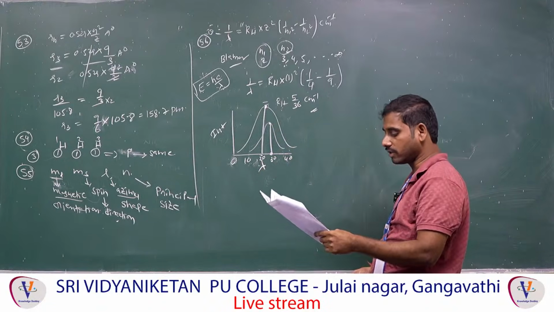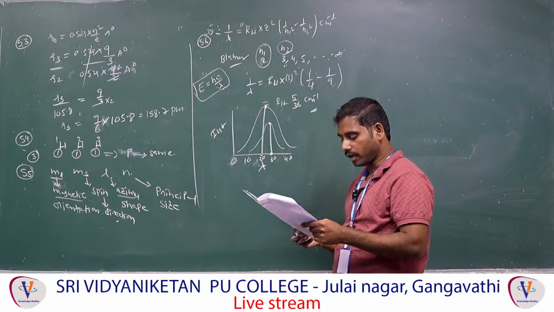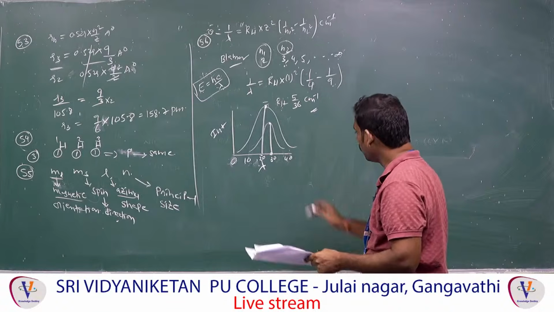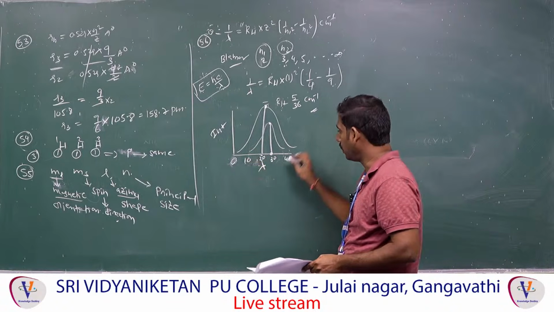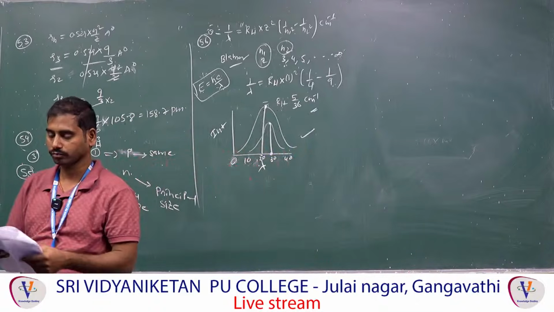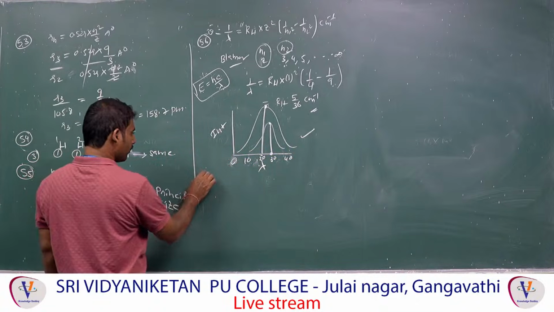That means based on that, what you can say is, when the temperature increases, blackbody radiation increases, the maximum of the curve shifted to the shorter wavelength. So that is only correct. So finally, statement 1 and statement 2 both are correct. Next one, question number 57.